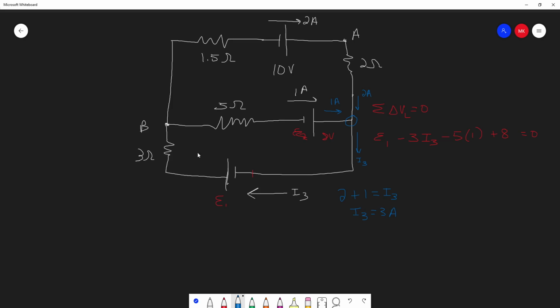We want to know the voltage drop across this resistor. Now we know the current. So let's just say delta VR is just I times R, with our current being 3 amps and our resistance being 3 ohms. That just gives us 9 volts.